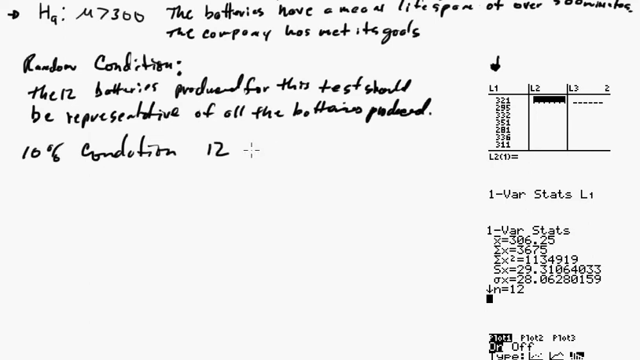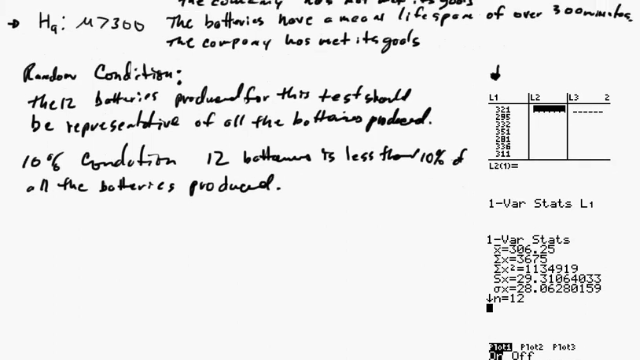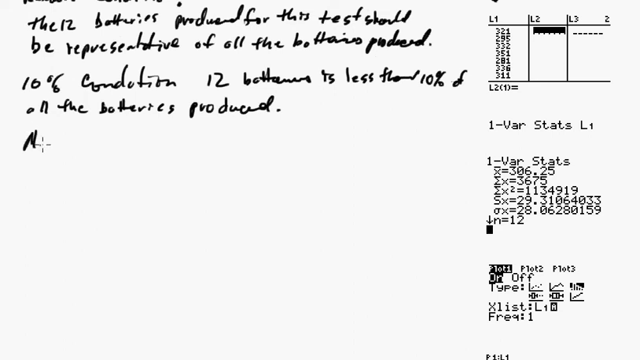And then the 10% condition: certainly 12 batteries is less than 10% of all the batteries produced. I'm scribbling because I want to go fast. I want to get to the nearly normal condition. That's the new thing.